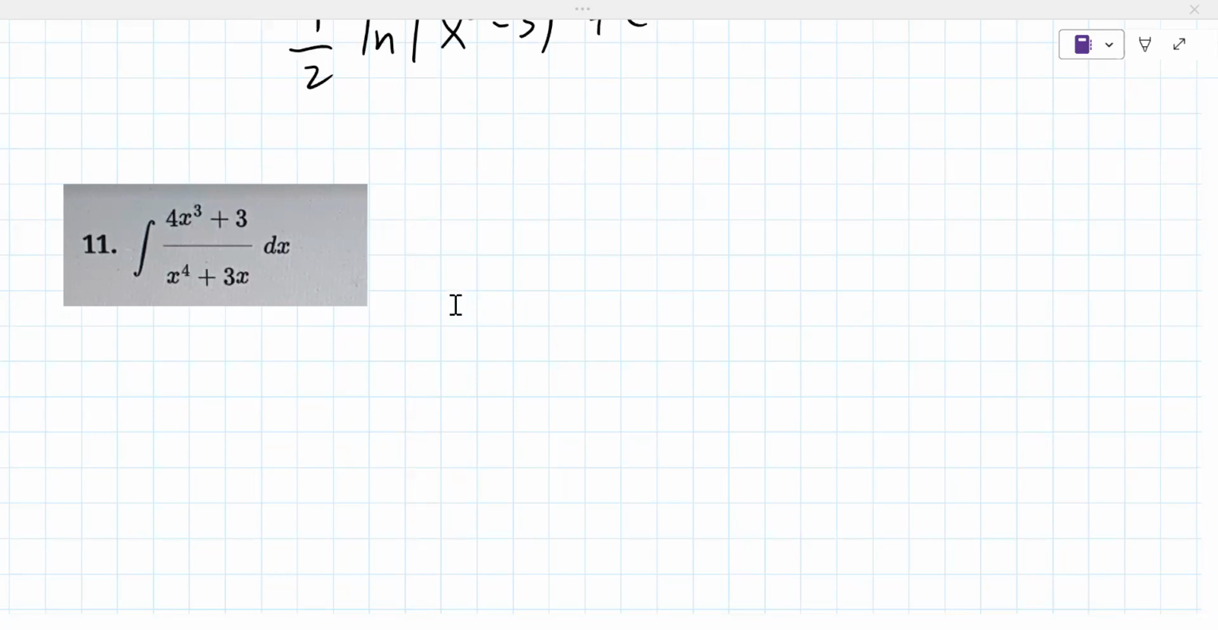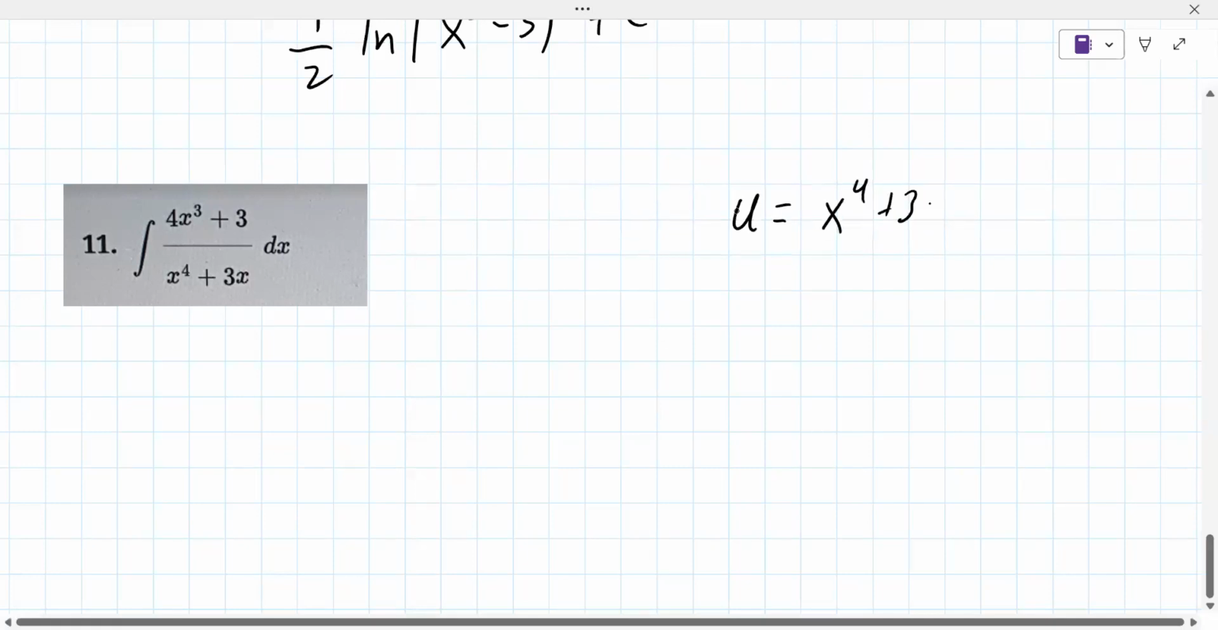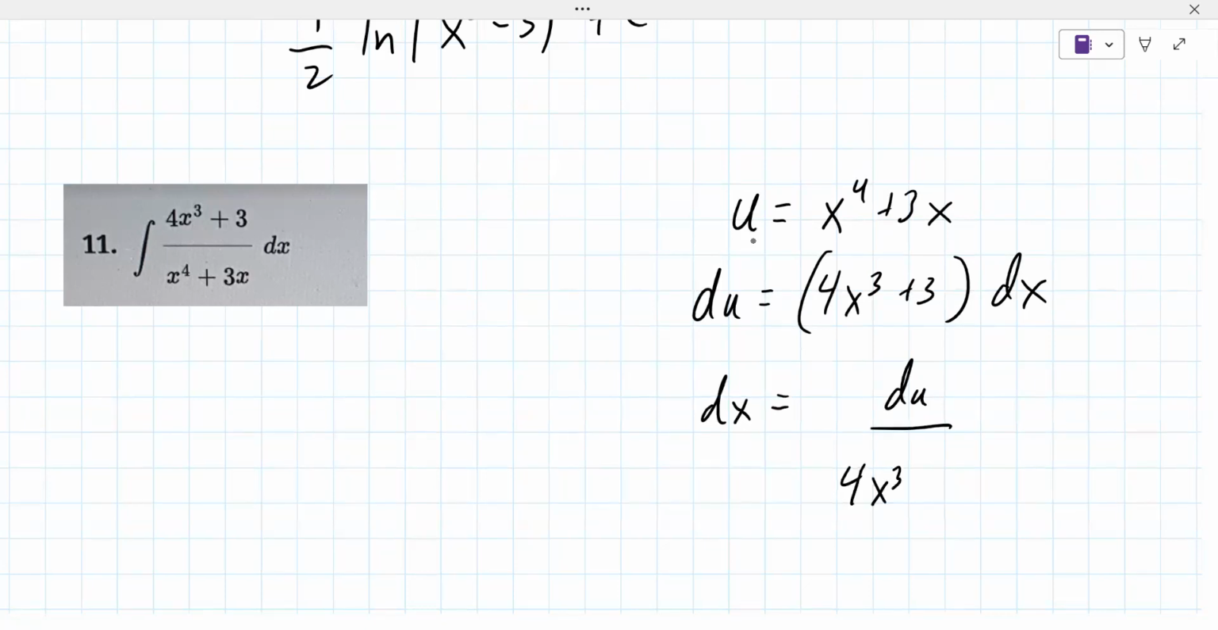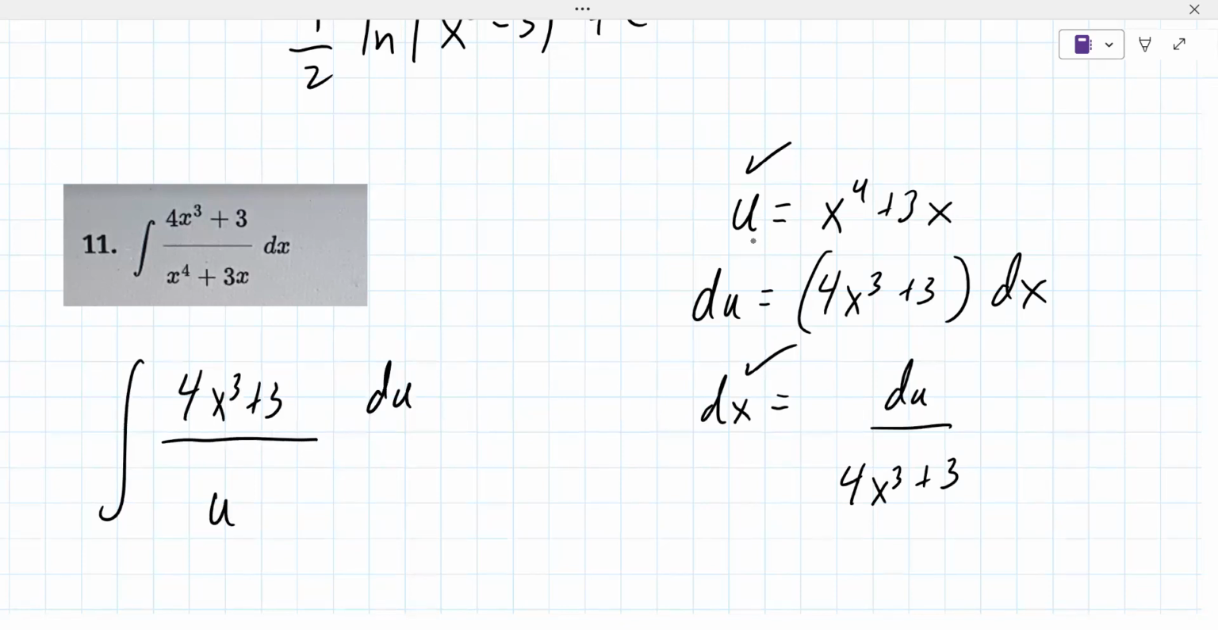So it becomes integral 1 du over 4x to the third plus 3. Okay, did you make your u the bottom, x to the fourth plus 3x? Yeah. Okay, what is du? 4x to the third plus 3 times dx. Yes. So when you solve for dx, it's du over 4x cubed plus 3. And then you always substitute in for u and for dx. So it's 4x cubed plus 3 over u, and then dx is du over 4x cubed plus 3.